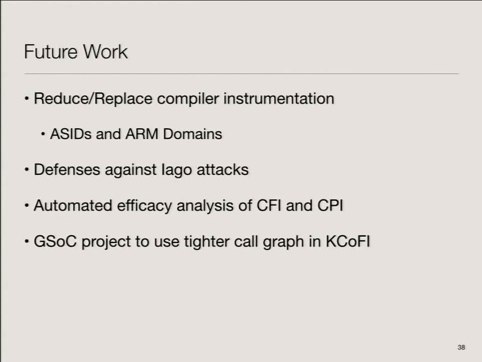A second thing that we're working on is defenses against Iago attacks. Someone here, I believe, mentioned Iago attacks. Iago attacks, again, are attacks in which the operating system kernel returns bogus values to an application through the system call interface to try to trick it into doing something that it doesn't want to do. Our observation is that this is essentially an application trusting low integrity data.